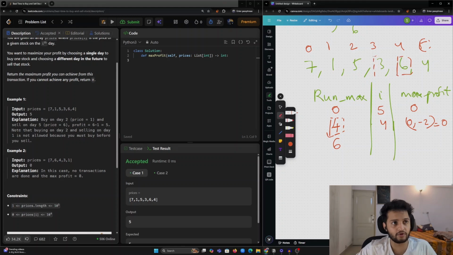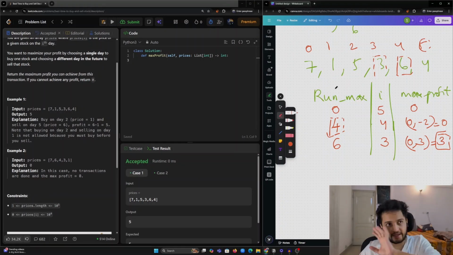Now we move to index number 3. We see that now the running max is 6 and our profit is 6 minus 3, which is 3. Now we will take the max of 0, 3, which is equal to 3, and we update our maximum profit to 3. Right? And then we see that the running max is still 6. It's not changed to 3 yet because 6 is greater than 3.